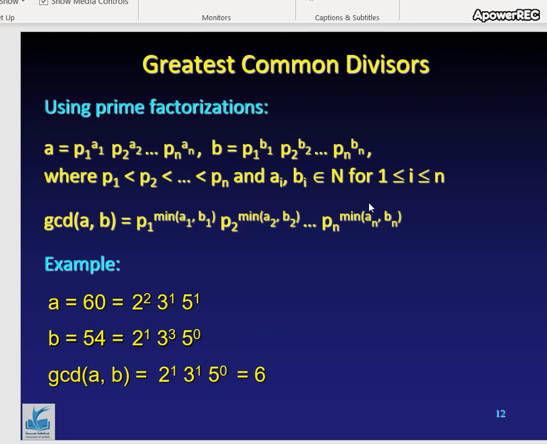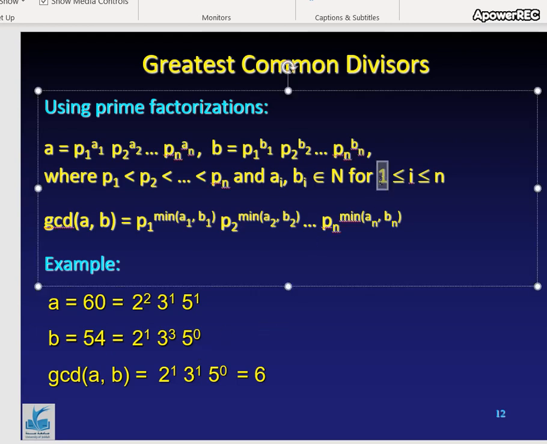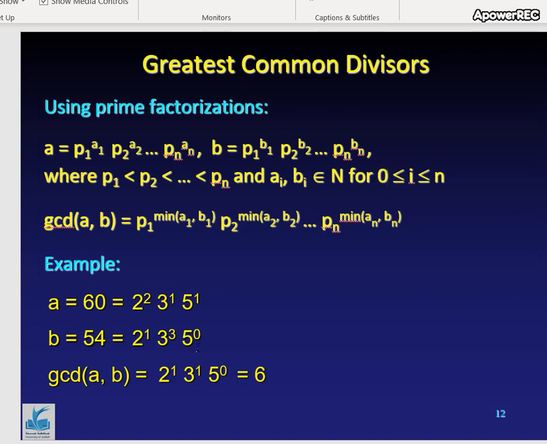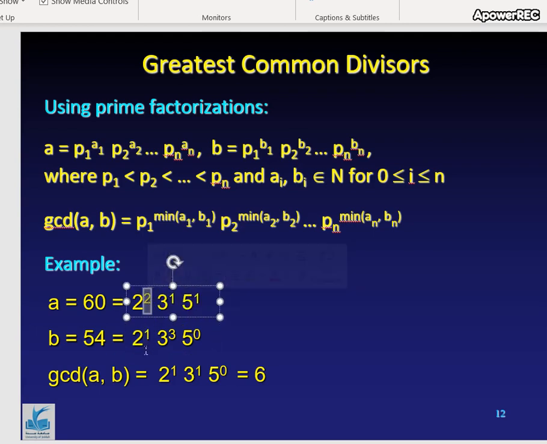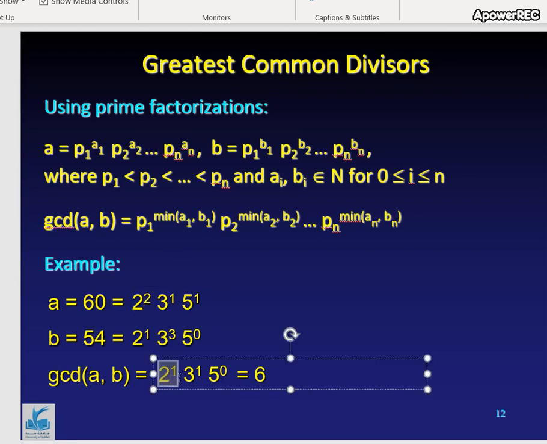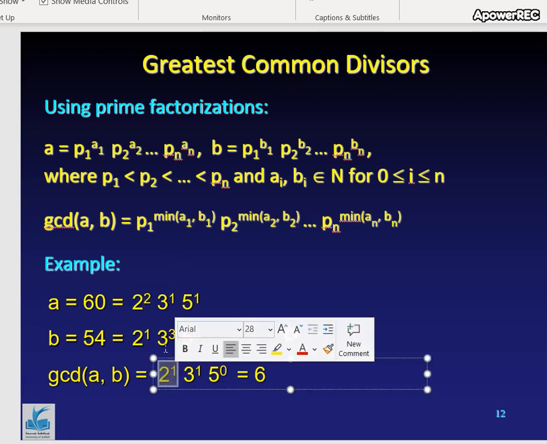Okay, so maybe we should do a correction here and allow 0 to be the value that i can possibly take. Okay, so in this case we can find out the common factors between a and b. For example, here 2 raised to the power 1, which is the smaller of 1 and 2, will be the common factor and will appear in the greatest common divisor.